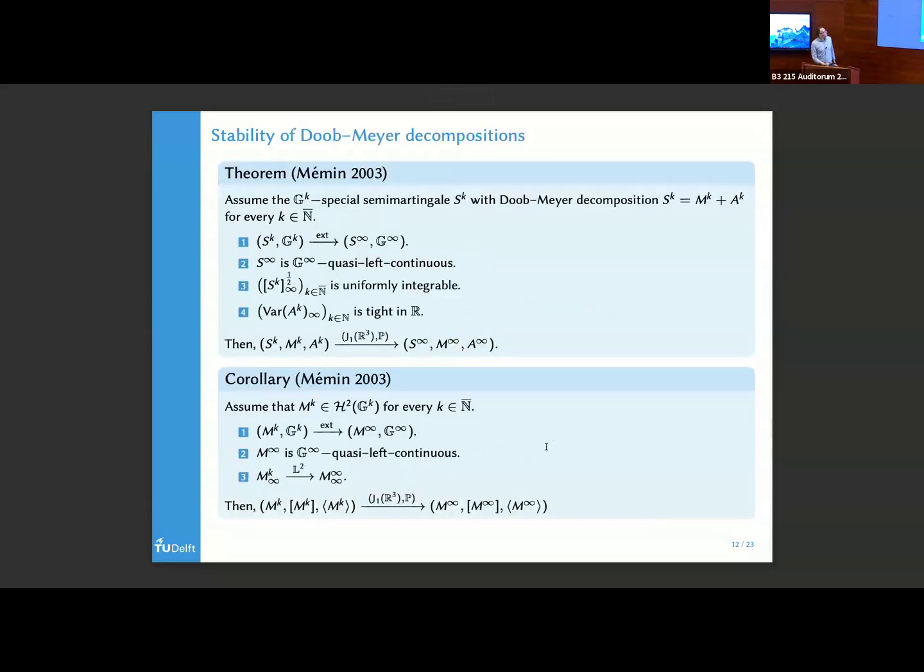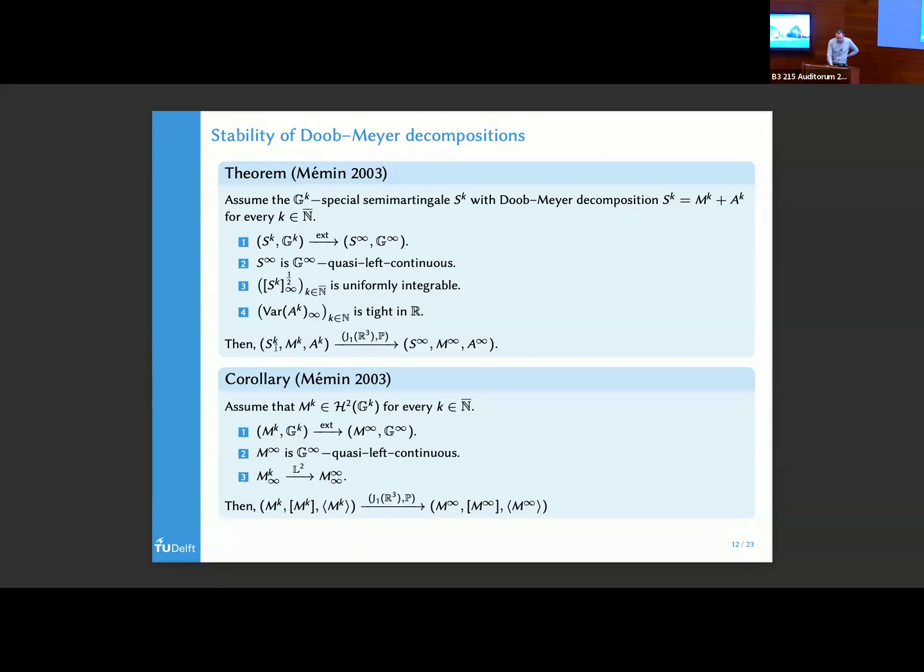Okay, now the technical tools are some very nice papers of Meyer-Zheng, where he was proving some stability of Doob-Meyer decomposition. So what he was basically proving is that if you have a semi-martingale or a special semi-martingale with this decomposition into a martingale part and the finite variation part, under appropriate assumptions, which include the extended convergence of these processes and quasi-left continuity, this is like the most understandable parts.